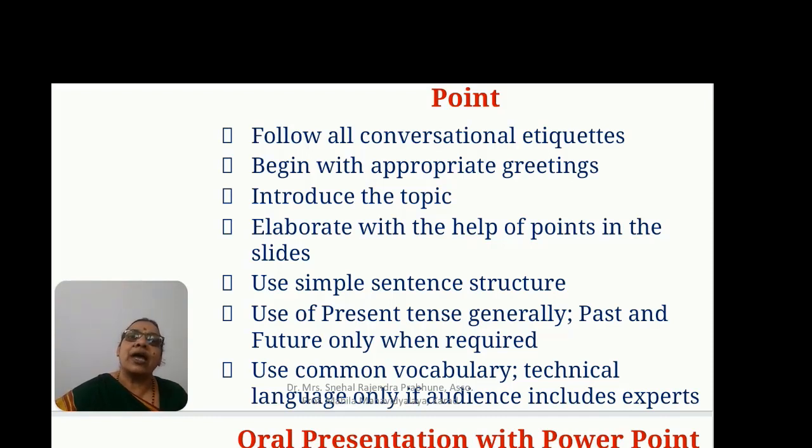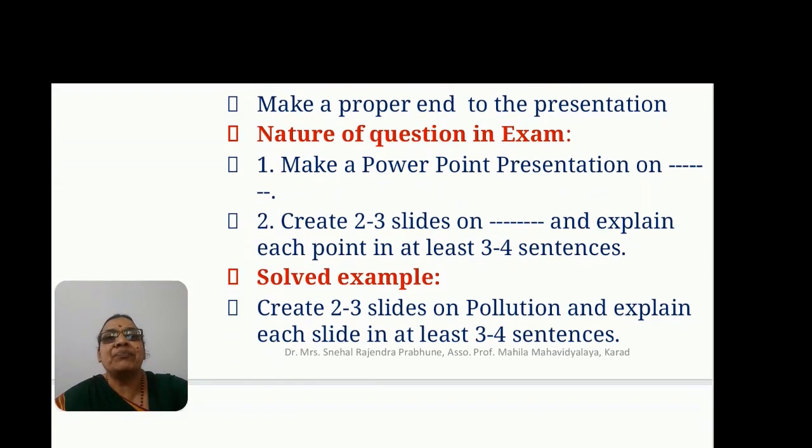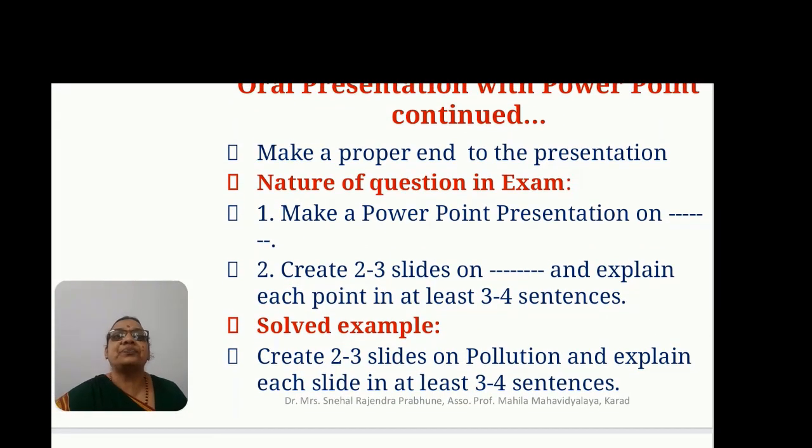Then the use of vocabulary should be very common. We should not generally make use of technical language. But as I said, if the audience includes experts, then there is a need of using technical language. We should make a proper end of the presentation also, because a presentation is an entity and it has to have a proper beginning, a proper middle and a proper end to it.